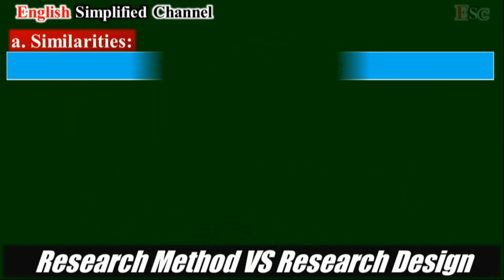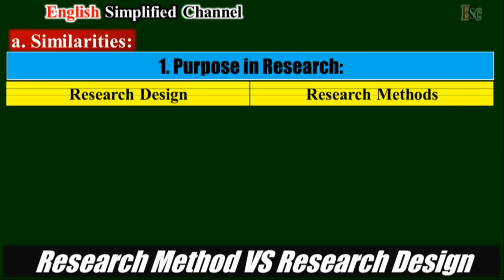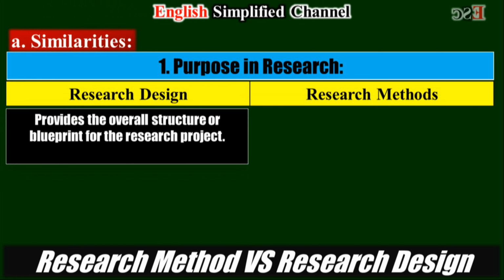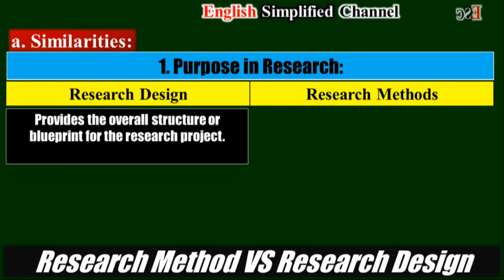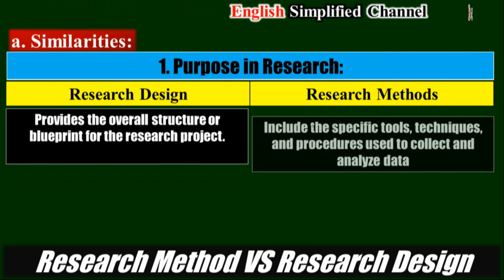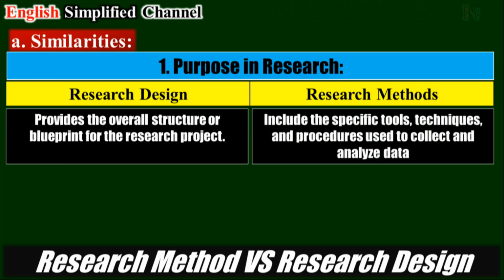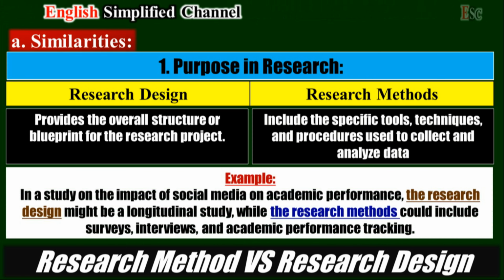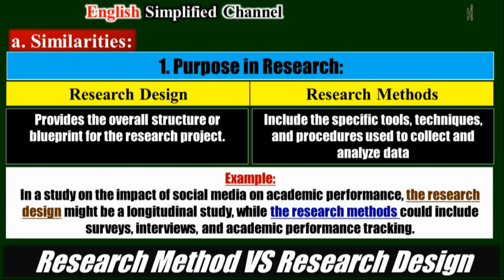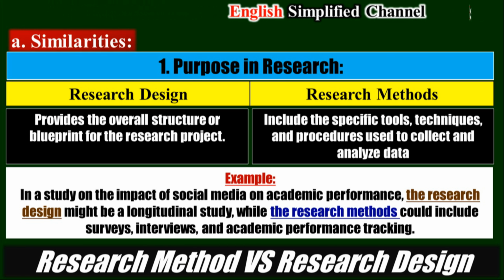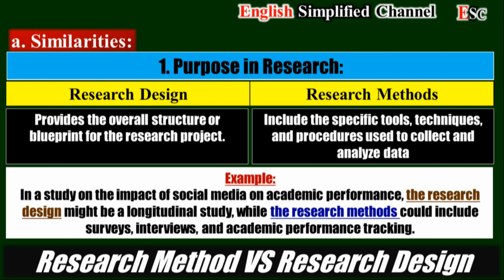Similarities. 1. Purpose in research. Research design provides the overall structure or blueprint for the research project. It outlines how the research question will be answered. Research methods include the specific tools, techniques, and procedures used to collect and analyze data within the framework provided by the research design. Example: in a study on the impact of social media on academic performance, the research design might be a longitudinal study, while the research methods could include surveys, interviews, and academic performance tracking.